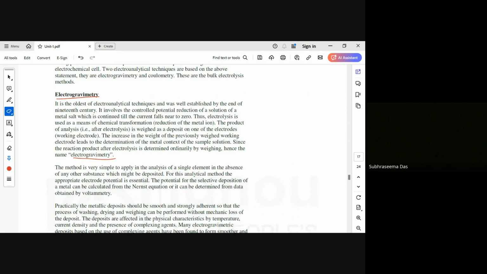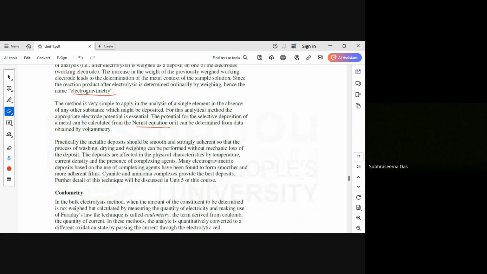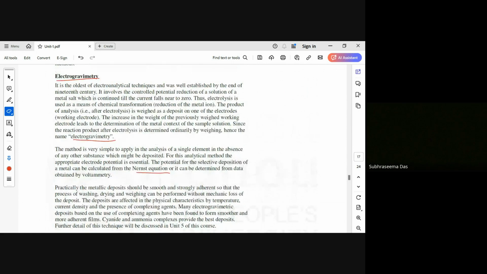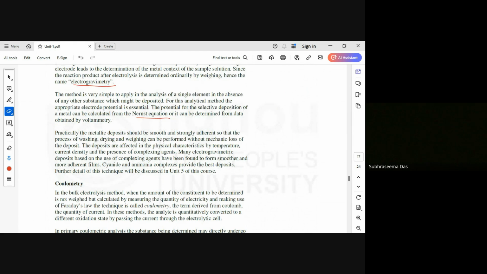This method is quite simple to use, and it can also be used in the analysis of a single element. If one element is used, we can measure the weight of the sample before the electrochemical reaction and the weight of the sample that increased after the electrochemical reaction, and the difference can be used for the calculation of EMF by applying the Nernst equation. Practically, metallic deposits have been used for various gravimetric analyses. Although electrogravimetric analysis is still used today, many other, more sophisticated techniques have been developed, and it is used very little today.